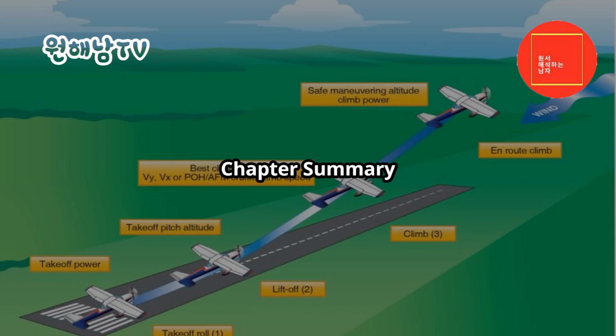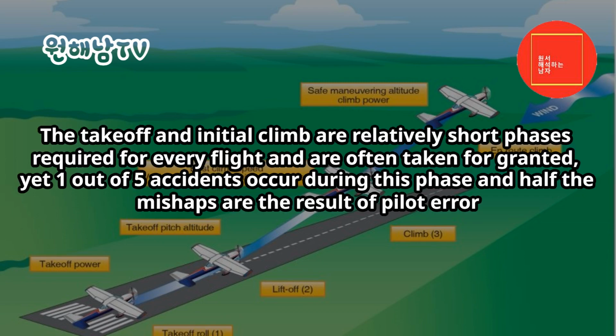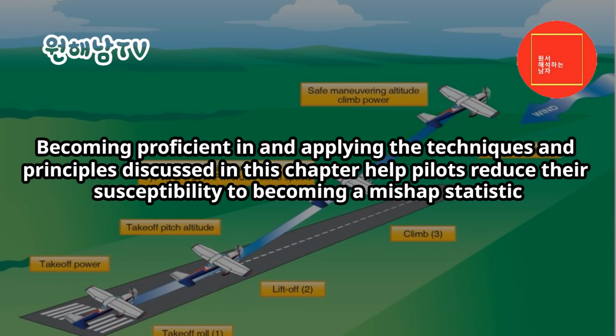Chapter summary. The takeoff and initial climb are relatively short phases required for every flight and are often taken for granted. Yet 1 out of 5 accidents occur during this phase and half the mishaps are the result of pilot error. Becoming proficient in and applying the techniques and principles discussed in this chapter help pilots reduce their susceptibility to becoming a mishap statistic.